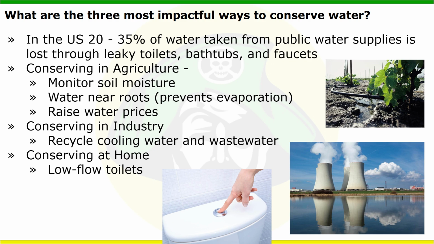Conserving in industry. Recycle cooling water and wastewater. So things like nuclear power plants need water to help cool down the machinery, but then oftentimes it just gets dumped instead of being recycled. Same thing with like wastewater. We need to actually reuse these things. And then conserving at home. You can get things like low flow toilets or high efficiency shower heads. You're using less water while still getting clean. Things like that.